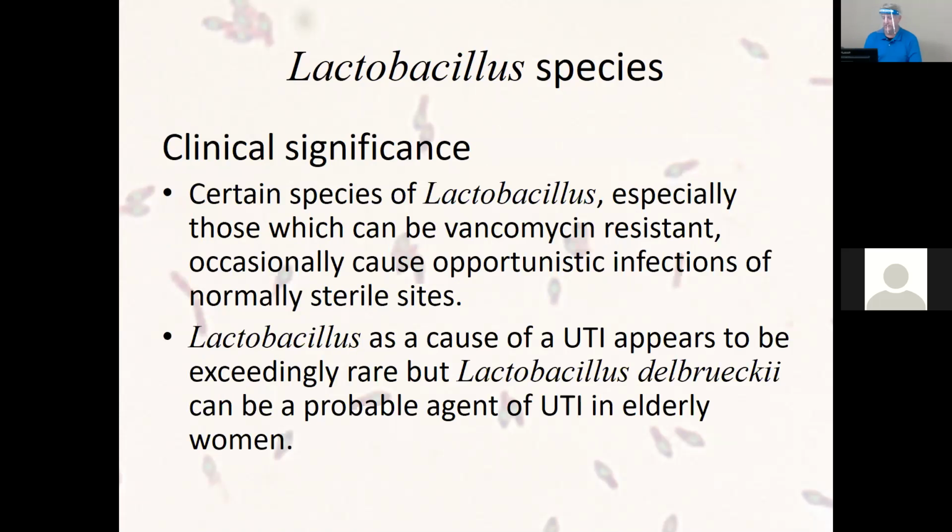Clinical significance: we said it was part of the vaginal flora, basically. Certain species of Lactobacillus, especially those which can be vancomycin resistant, occasionally cause opportunistic infections of normally sterile sites. Lactobacillus can also cause UTIs. They appear to be exceedingly rare, but Lactobacillus delbrueckii can be a probable agent in UTI in elderly women.